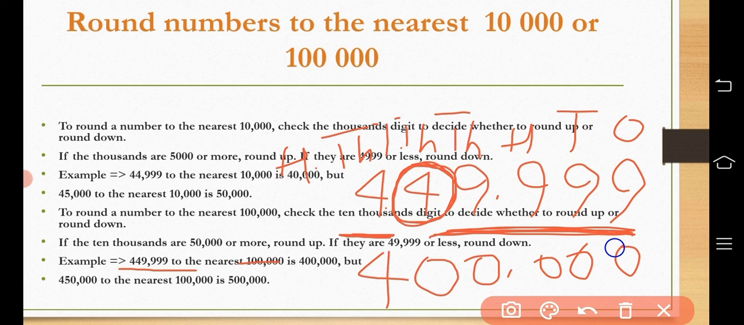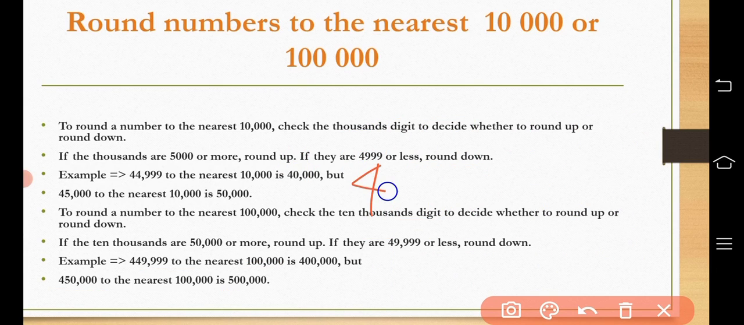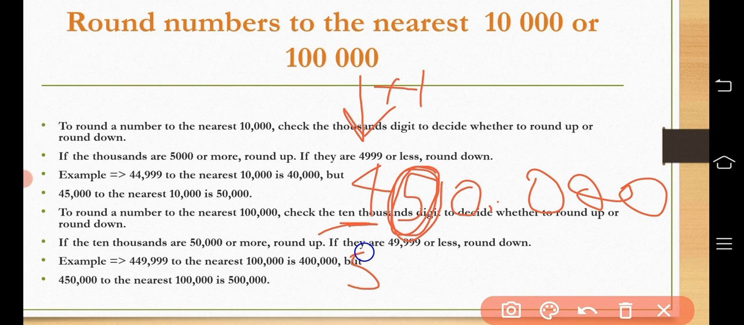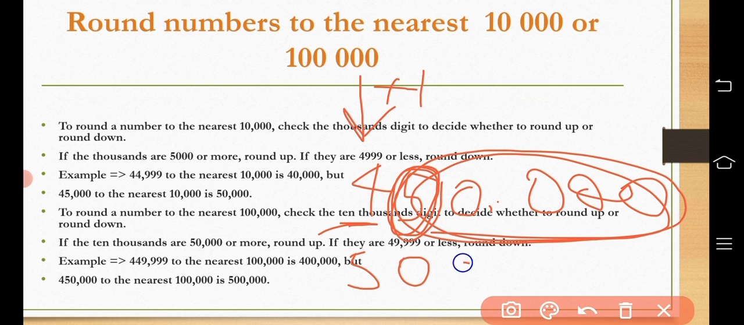Now next is saying, 450,000 to the nearest 100,000, the answer is 500,000. You have to use the same concept to understand this. Let's see. If I'm writing here 450,000, you know that this is your 100,000 place value because it's saying round off to the nearest 100,000, and this is your circled value, that is 5. So you have to add 1 when this value is equal to 5 or greater than 5. So this 4 becomes 5, and all the next digits become 0. So you write down 0s here, and you get your answer.